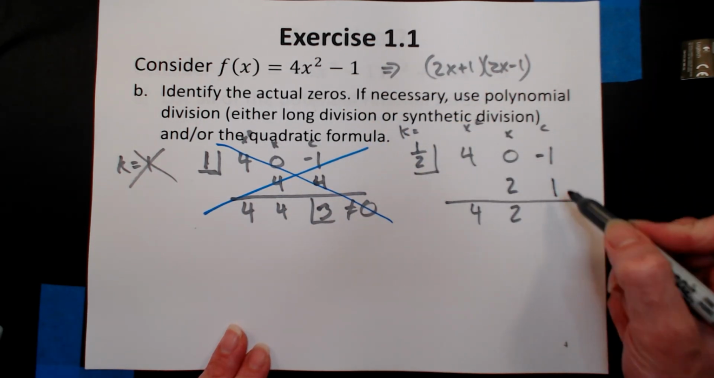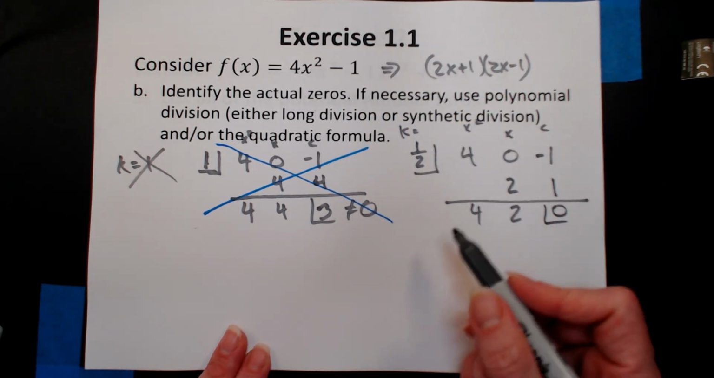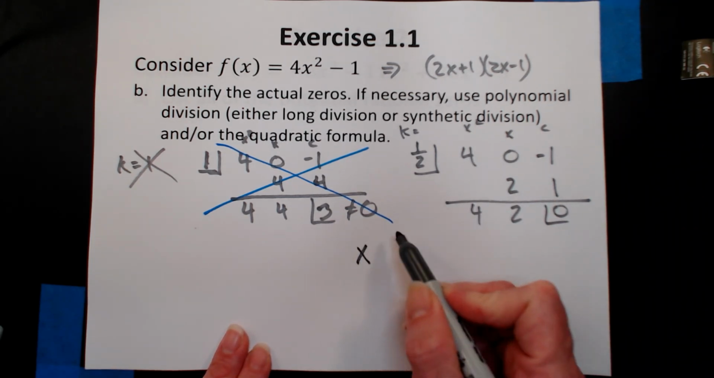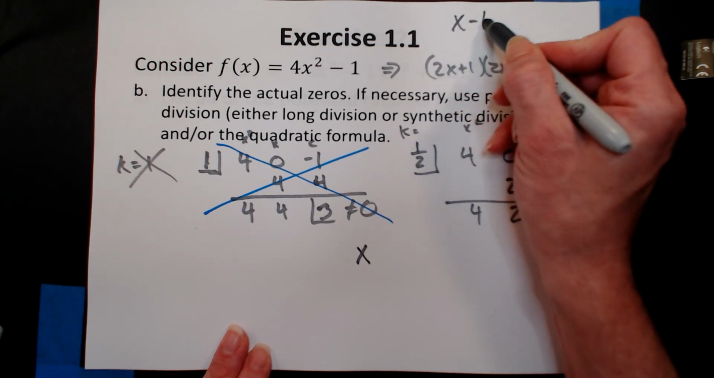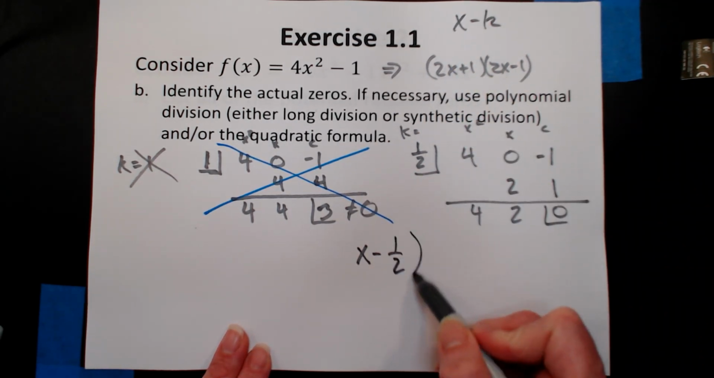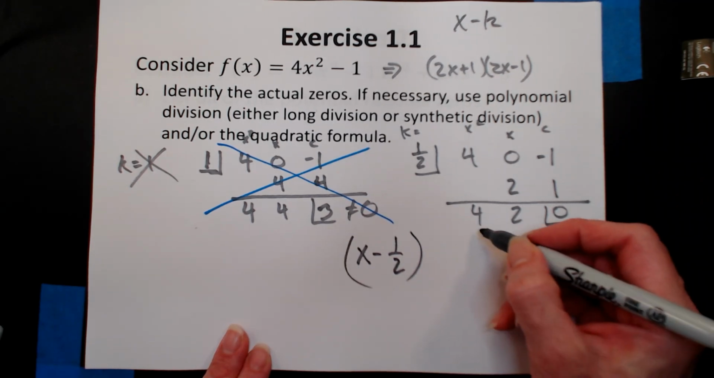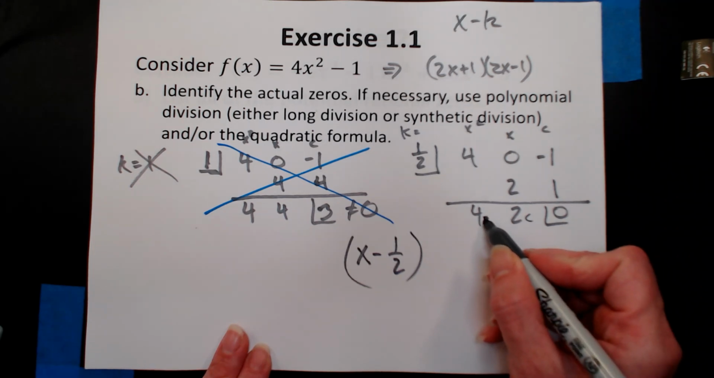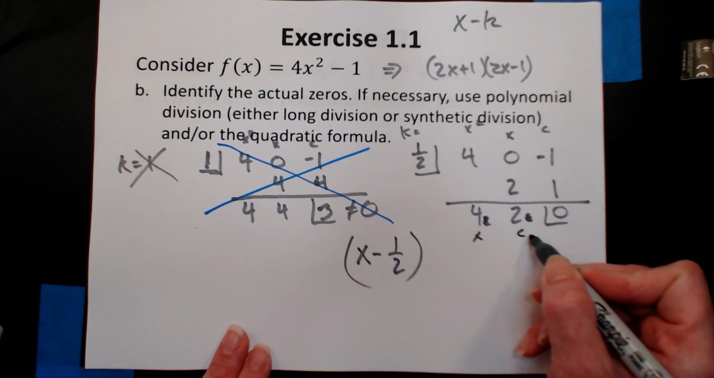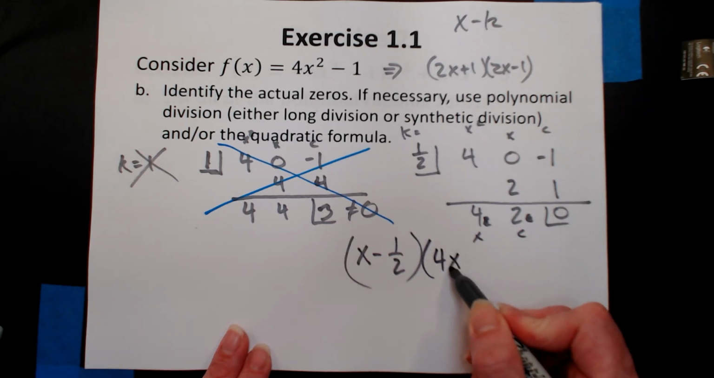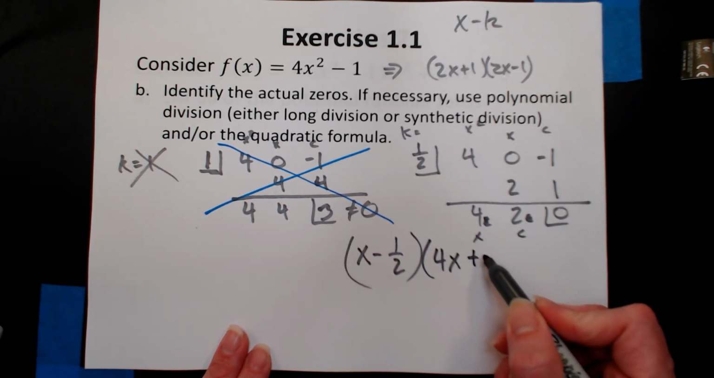And so we'd get 0 back out. So that works. So we have one of our factors, and it's going to be x minus k. So x minus k would mean this would be x minus a half times what we'll have left. Remember, this becomes our x column, and this becomes our constant column. So that means what we'd have left would be 4x plus 2.